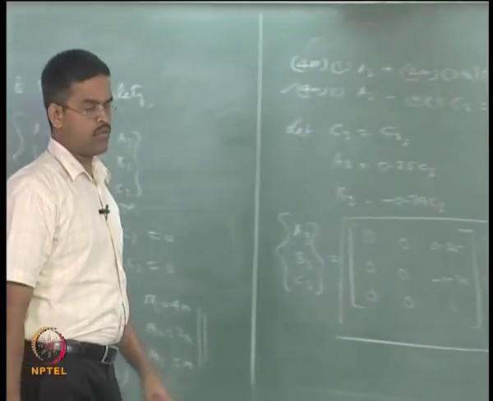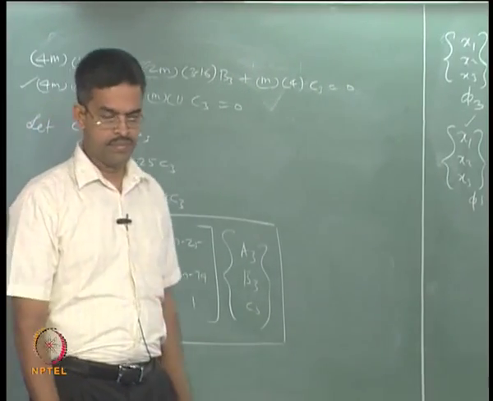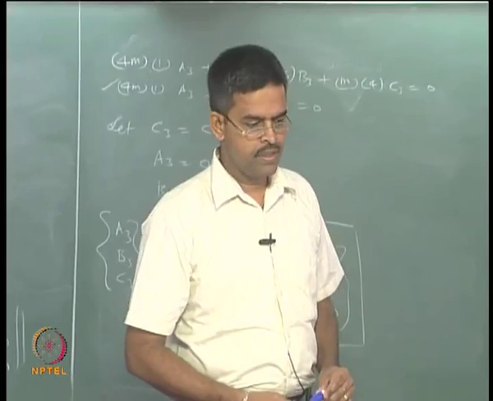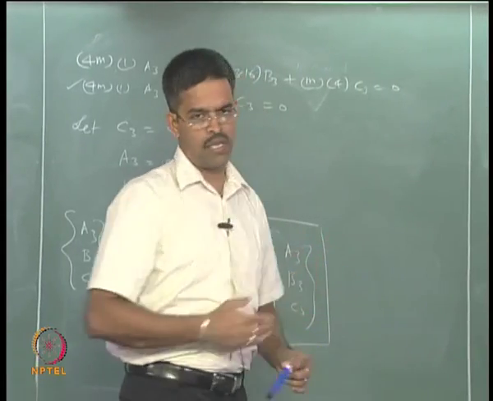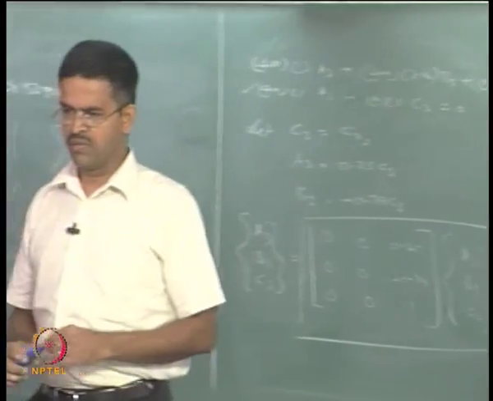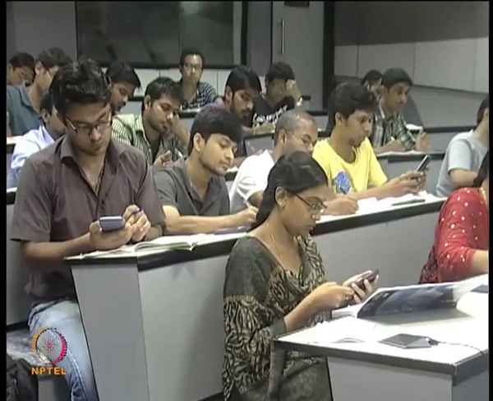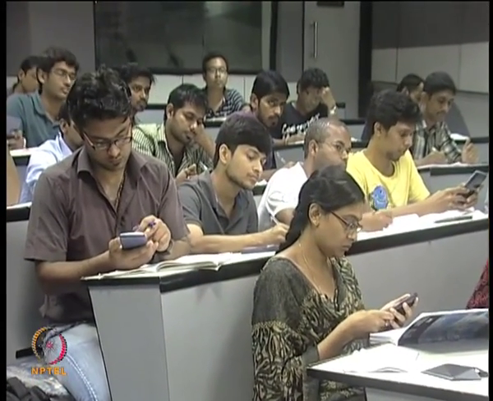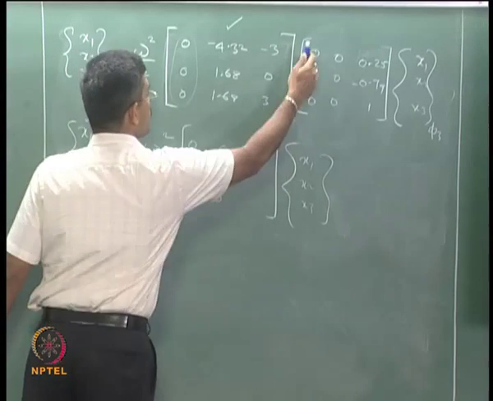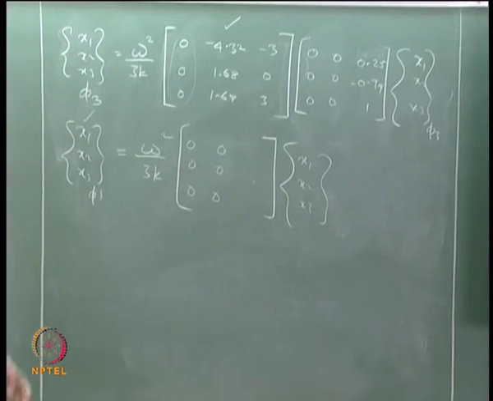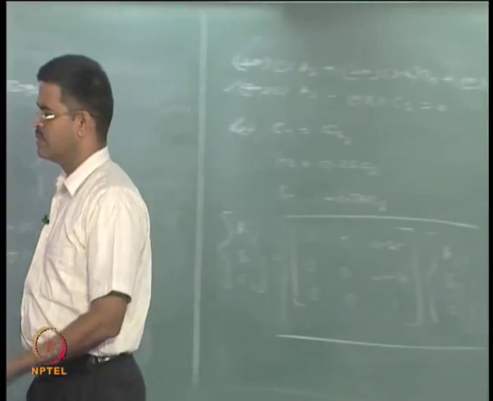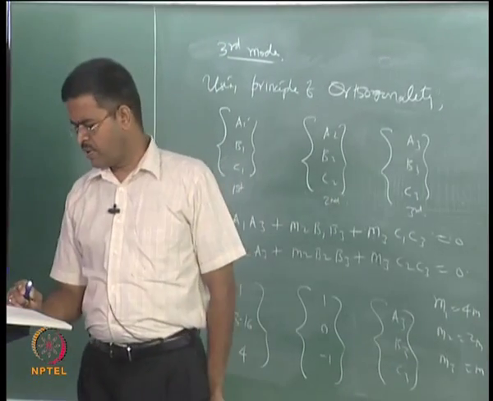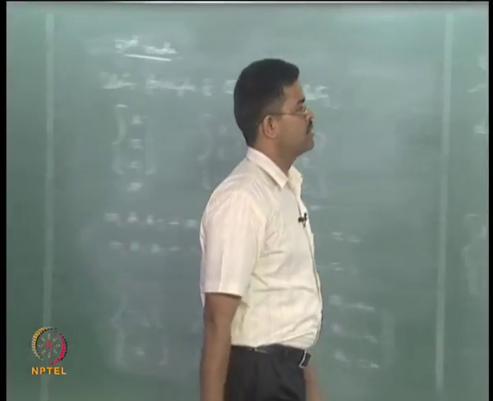Do it sincerely, otherwise this will be very difficult. Do it sincerely. It is a simple matrix multiplication, you should be able to do it faster. So of course these 2 columns will become 0 because I have a multiplying matrix which is 0 and 2 columns. I am looking only for 3 values which are 0.41, minus 1.33 and 1.67.